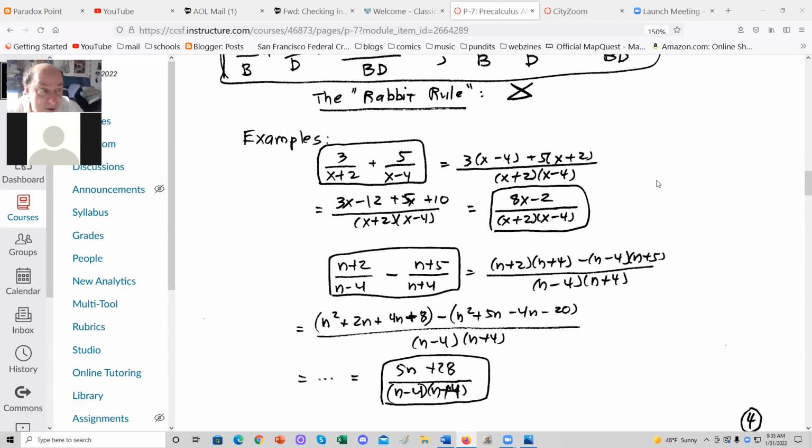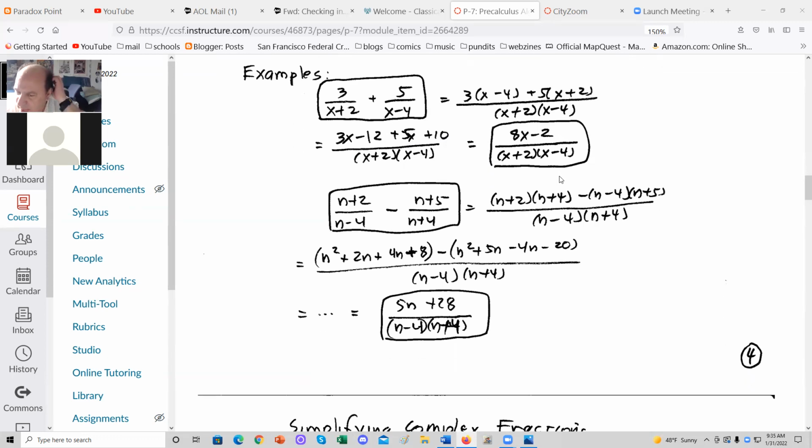Now the rest consists of distributing and then combining like terms. Distribute the 3 over these, you get 3x minus 12. Distribute the 5 over these two, you get 5x plus 10. 3x plus 5x, that's 8x, minus 12 plus 10 is a minus 2. And so you get 8x minus 2 over x plus 2 times x minus 4.